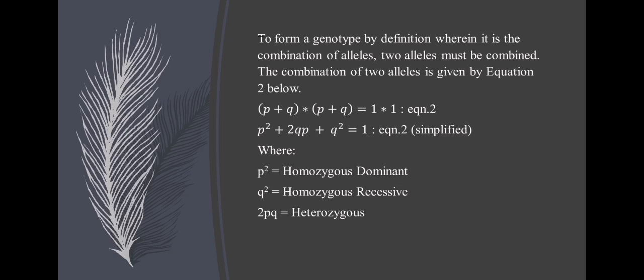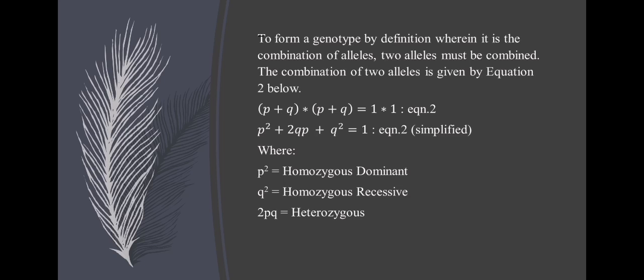So if we're going to do that, we have (p + q) times (p + q) equals 1. So that will be our equation, combining them using the FOIL method. We have p squared plus 2pq plus q squared equals 1, wherein the p squared is the homozygous dominant, the q squared is the homozygous recessive, and the 2pq is the heterozygous trait.